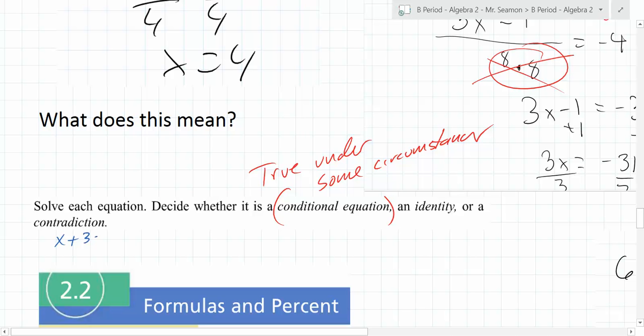How about x plus 3 is equal to x plus 2? Is that ever true? If you subtract x from both sides, you end up with 3 equals 2. Is that true? No, that's a contradiction. So contradiction is no solutions.